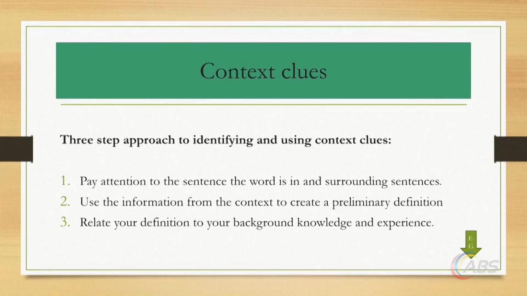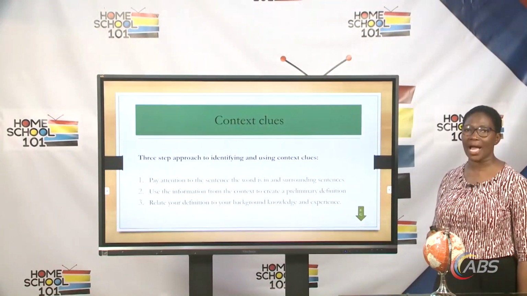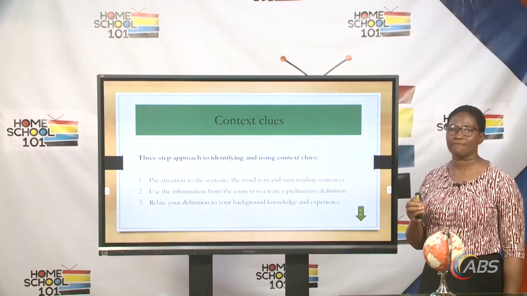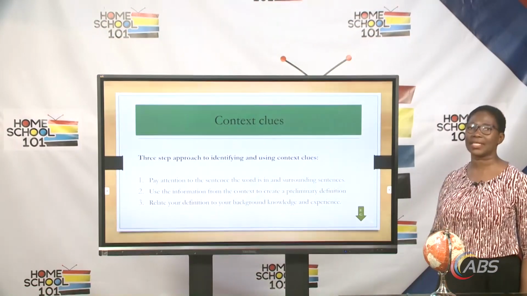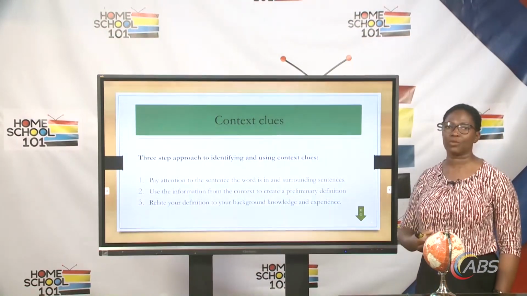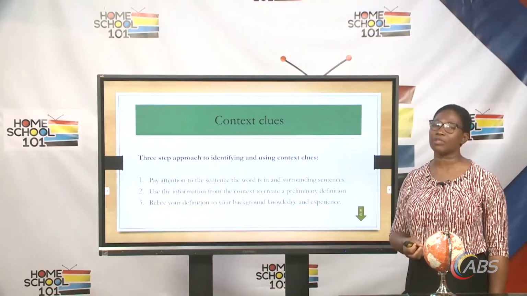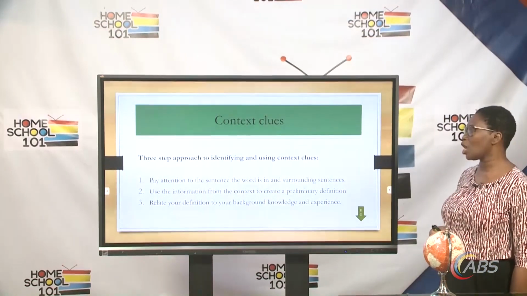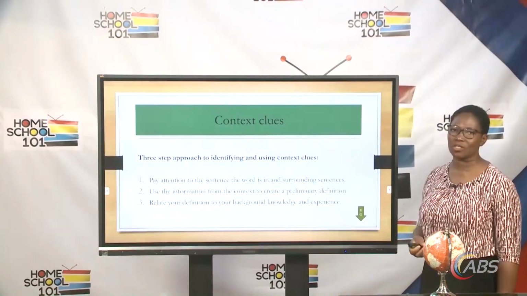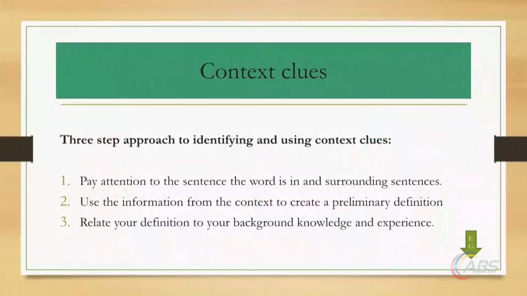Now, one reading comprehension strategy that will help you to make inferences is to make use of context clues. Context clues are clues that the writer provides in the piece of writing, or the speaker provides in the speech, that would give you an indication of the meanings of words and phrases. So let's see how you go about making use of context clues. There's a three-step approach to identifying and using context clues.